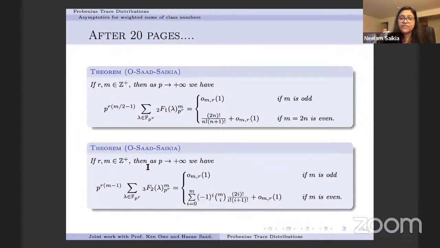And for the 3F2 functions, if we take this limit as p goes to infinity, we obtain that odd moments are 0, and for the even moments we have a weighted sum of Catalan numbers. It is important to note that these moments ultimately behave like a classical hypergeometric function. So when we have the asymptotics for these 3F2 moments, we obtain this classical hypergeometric function.